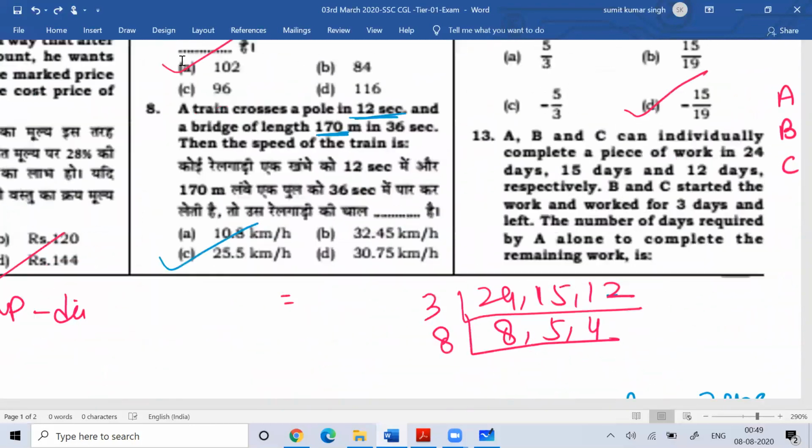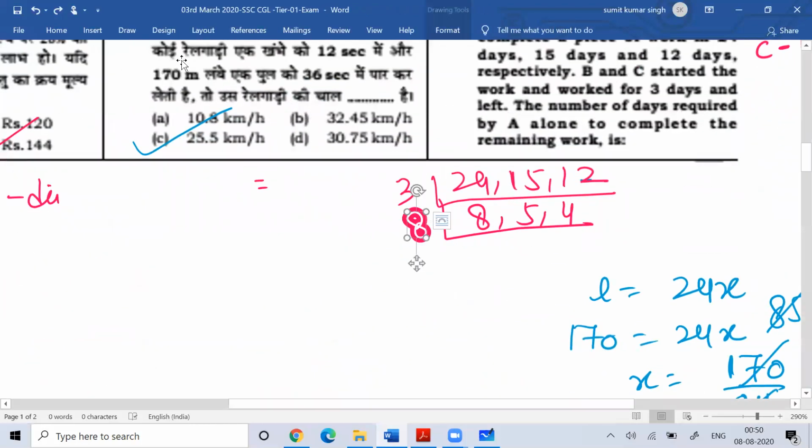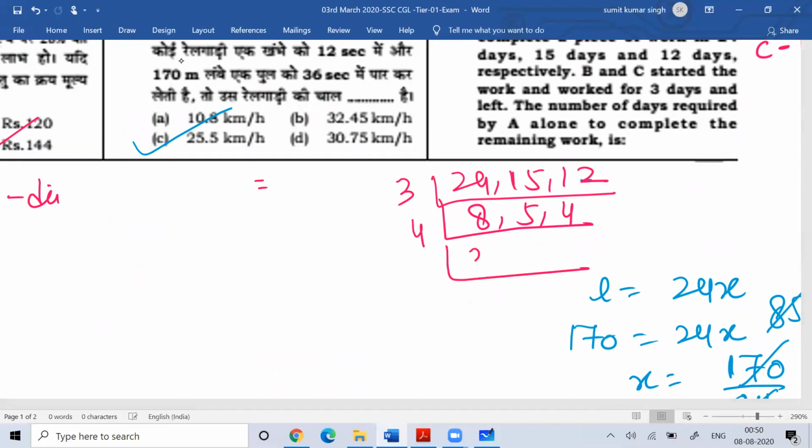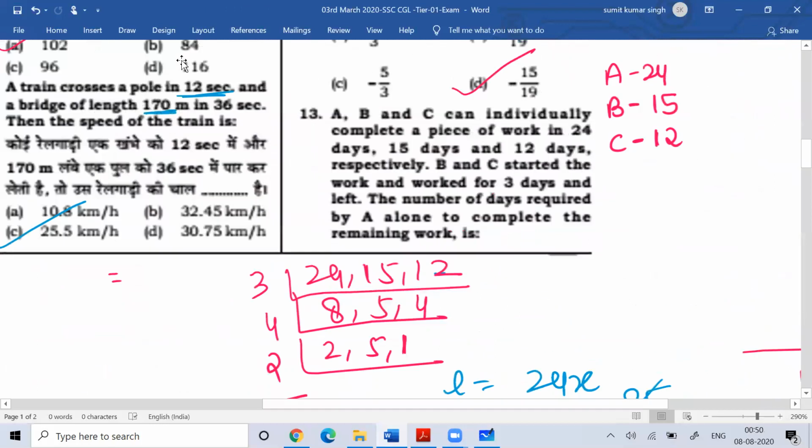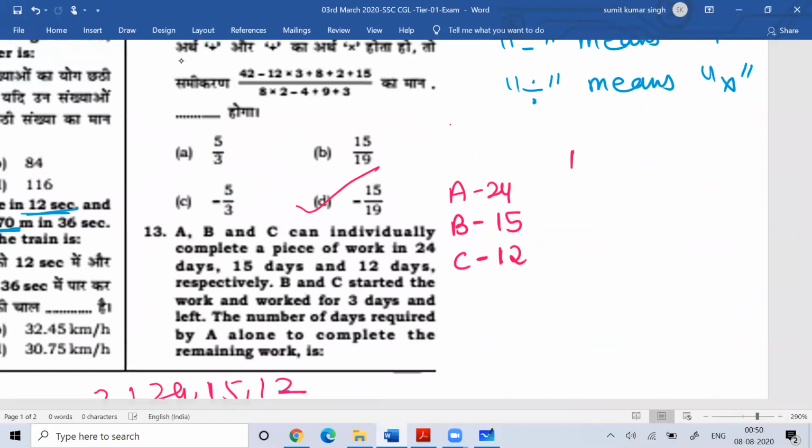So this will go by 4. So 4. So this would be 2, 5, and 1. Then 2 and 5, so 12 into 10, 120. Let the total work be 120 units.